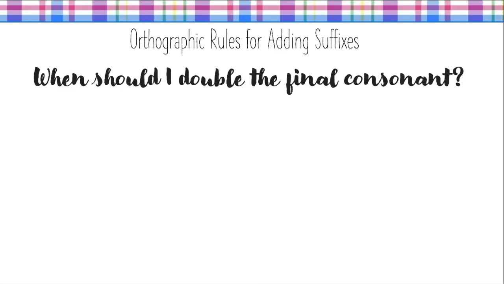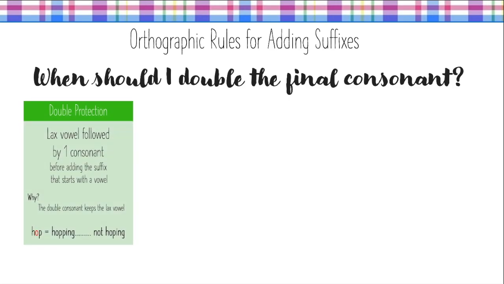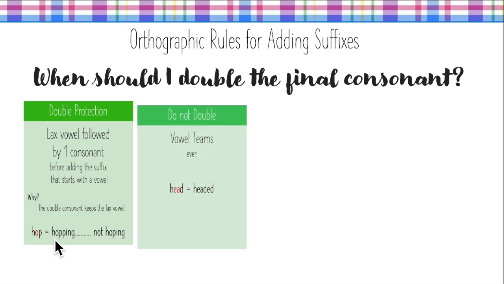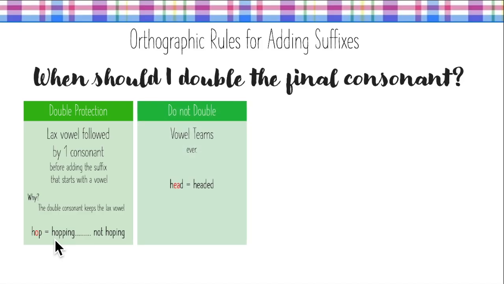So when do you double the final consonant? Well, when you want the vowel to stay short, right? Anytime you add a suffix, if you need that vowel to stay a short vowel, double the consonant before you add your ending, especially if it has a vowel at the beginning of the suffix.